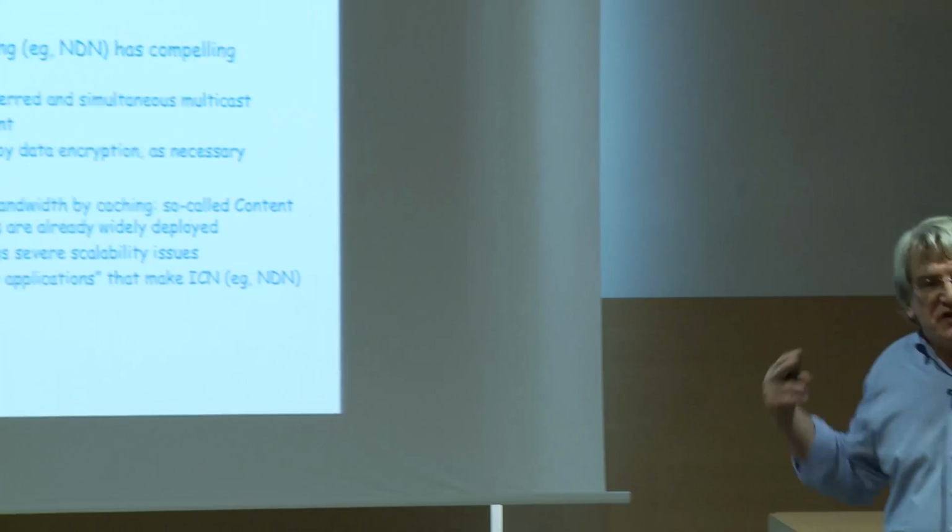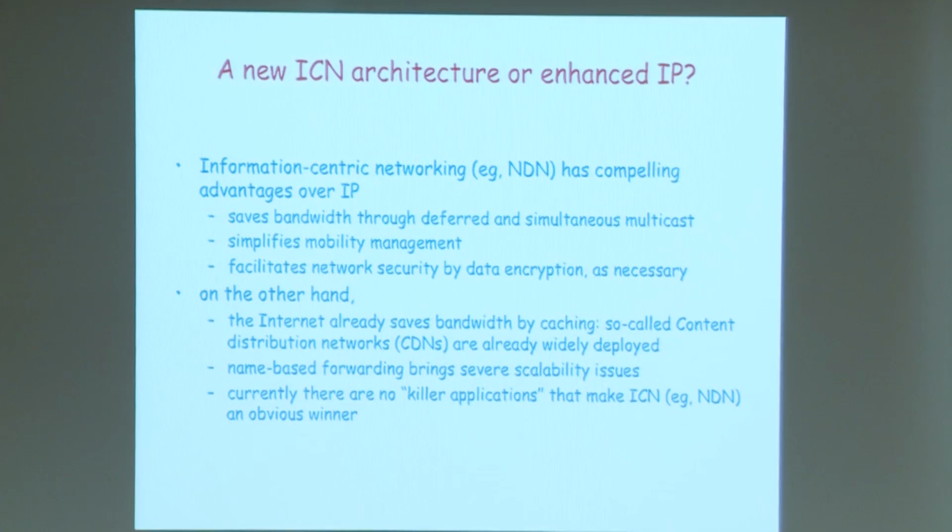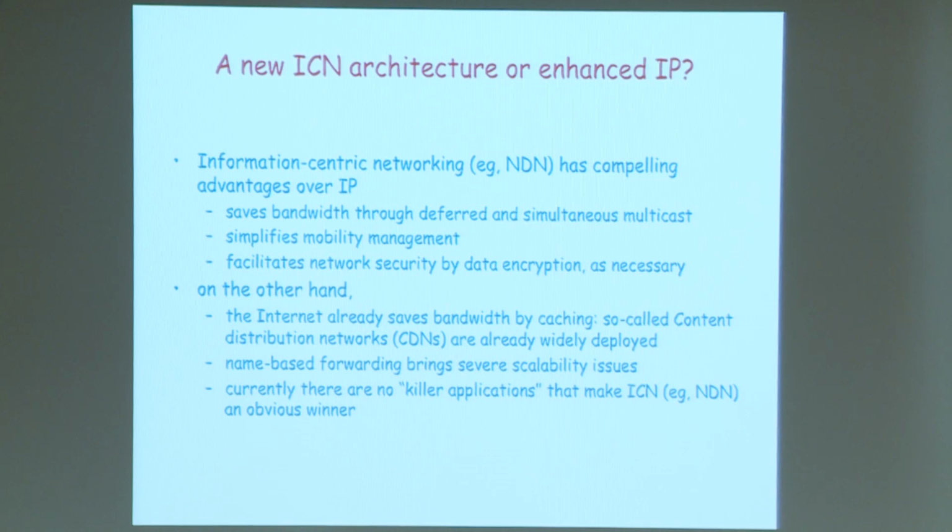On the other hand, these advantages have not convinced everyone that we actually need to switch to this new network. People note that caching exists already. You may not be aware of it, but if you request things from Google, often it doesn't come from Google's server. It will come from what we call a content distribution network, which will be servers attached to the network much closer to where you are. These are known as content distribution networks.